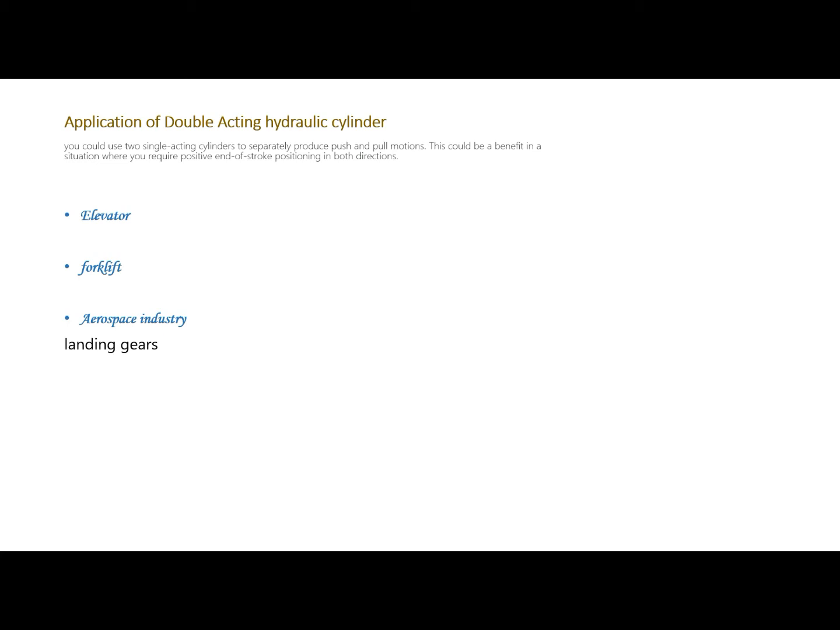Here are a few applications of the double acting hydraulic cylinder in industry. First example is the elevator. Second one is the forklift. The third and last is the aerospace industry, which is landing gears.